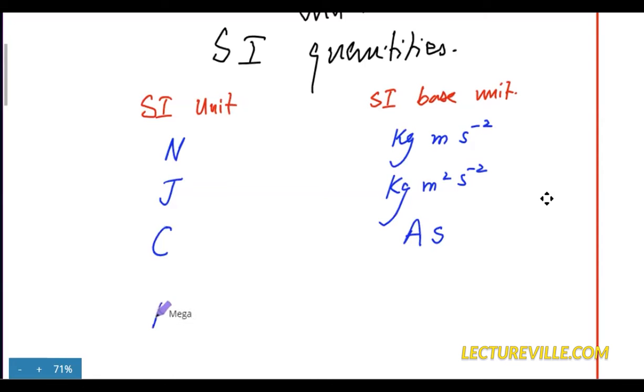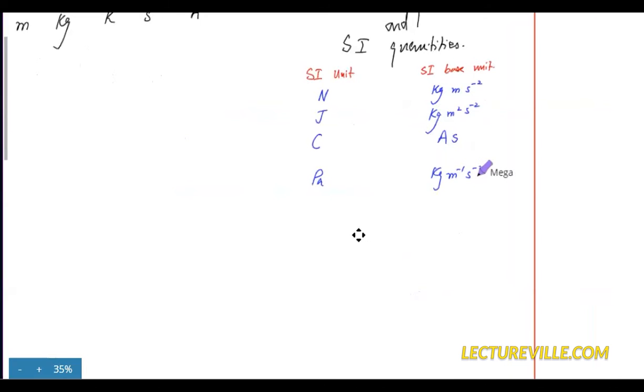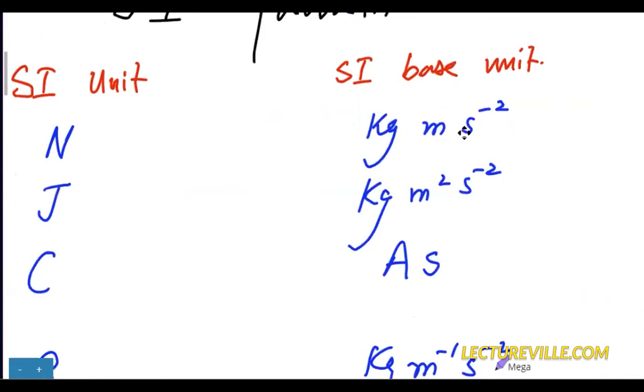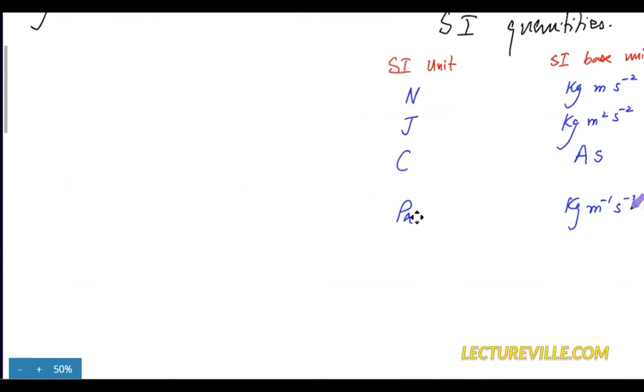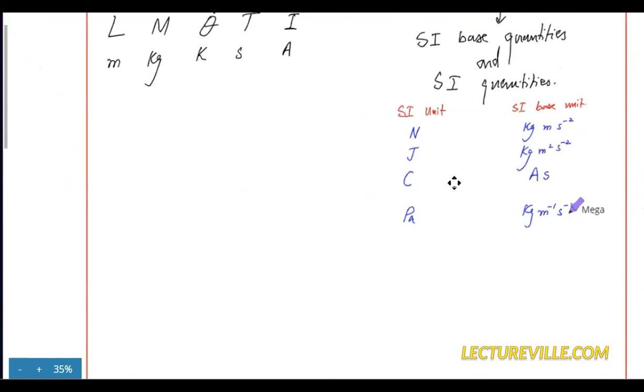For example, if somebody remembers that Pascal is kg m minus 1 s minus 2, it is good. But even if you don't, you can easily make it in the exam, because you know Pascal is for pressure and pressure is force over area. So you know it is kg meter per second square divided by meter square. You will get kg m minus 1 s minus 2. So these are the units you must remember, must. Otherwise, you will be just finding units all the time in the exam.